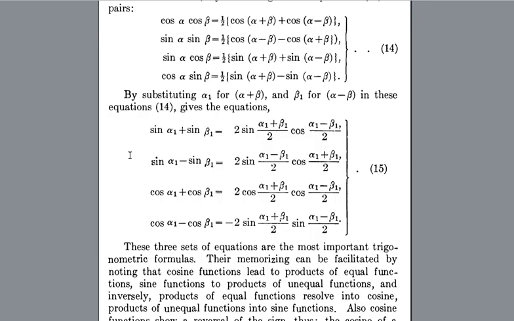These three sets of equations are some of the most important trigonometric formulas. Memorization can be made easier by noting the following patterns. Cosine functions lead to products of equal functions, while sine functions lead to products of unequal functions. Conversely, products of equal functions resolve into cosine functions, and products of unequal functions resolve into sine functions.